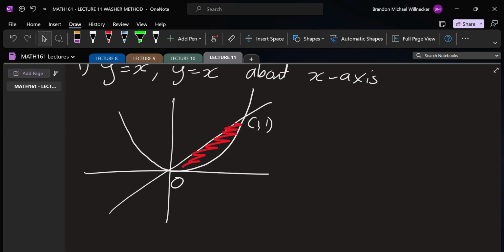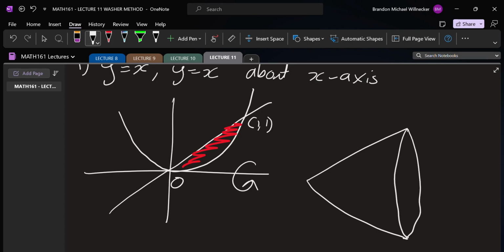Because if we rotate this around the x-axis, like that, we can see that the straight line will form the outer part of whatever shape it is. And then the parabola part, that will be the inside part. Okay, because we're going around the x-axis, the curve that's further away from the x-axis is going to end up being the outer part. So it's going to end up being something like this.